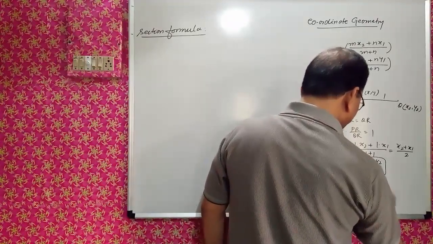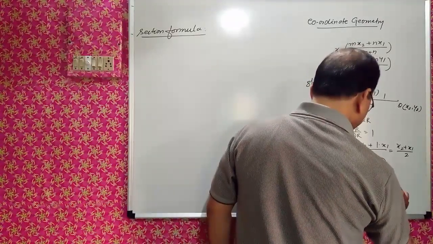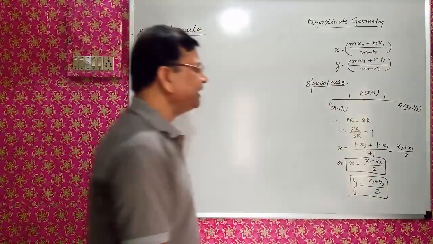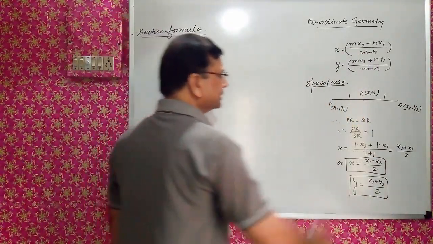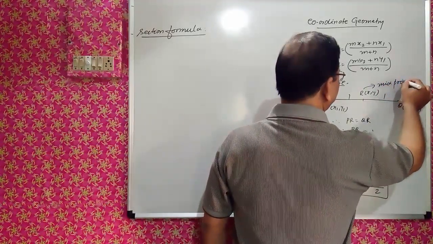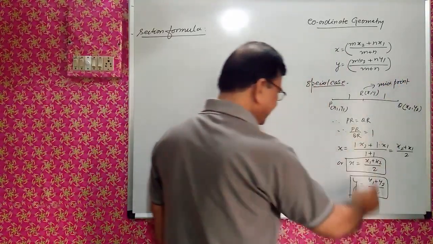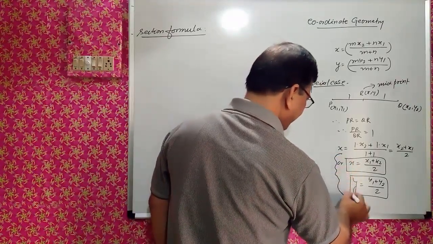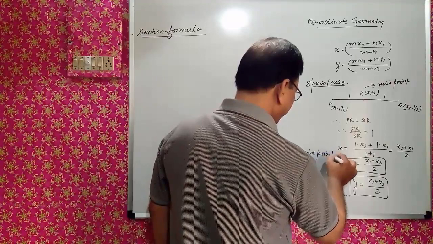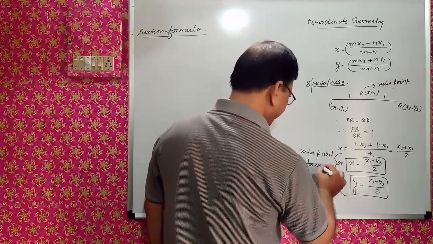Similarly, y is equal to y1 plus y2 by 2. So this is the formula for the midpoint, right? This is the midpoint. So this is called the midpoint formula.